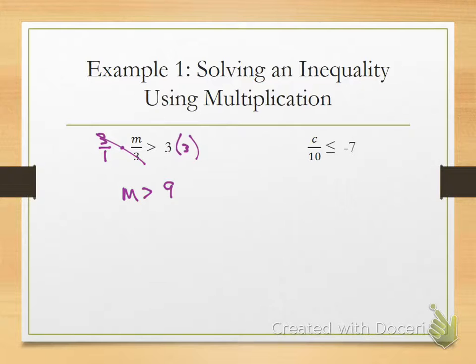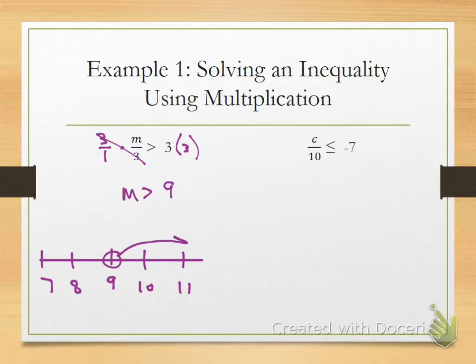I graph my solution on the number line. 9 goes in the middle. 8 and 7. And 10 and 11. Open dot on the 9 or closed? Open. Why? Because it's not equal to. It's not equal to, so it's an open dot on the 9. And does the arrow go right or left? Right. It goes to the right because it's greater than.